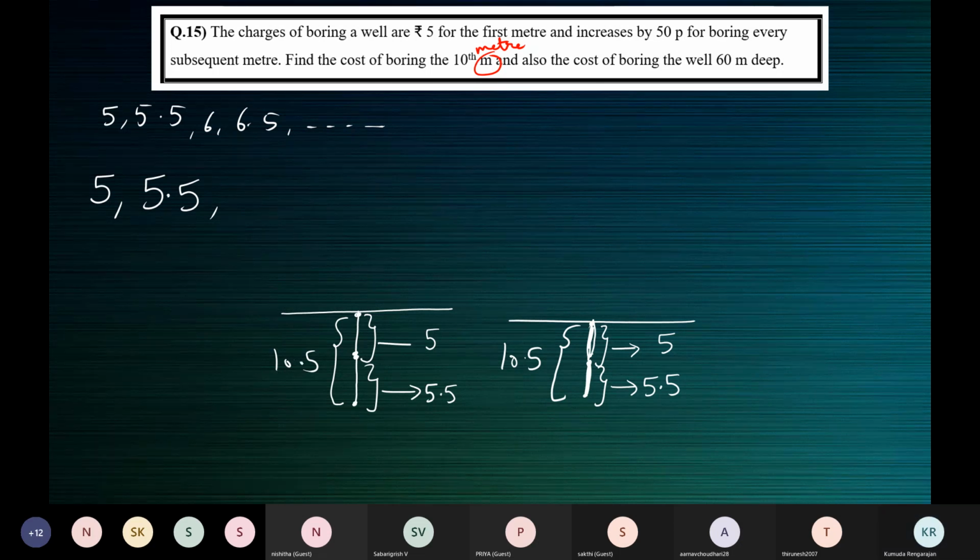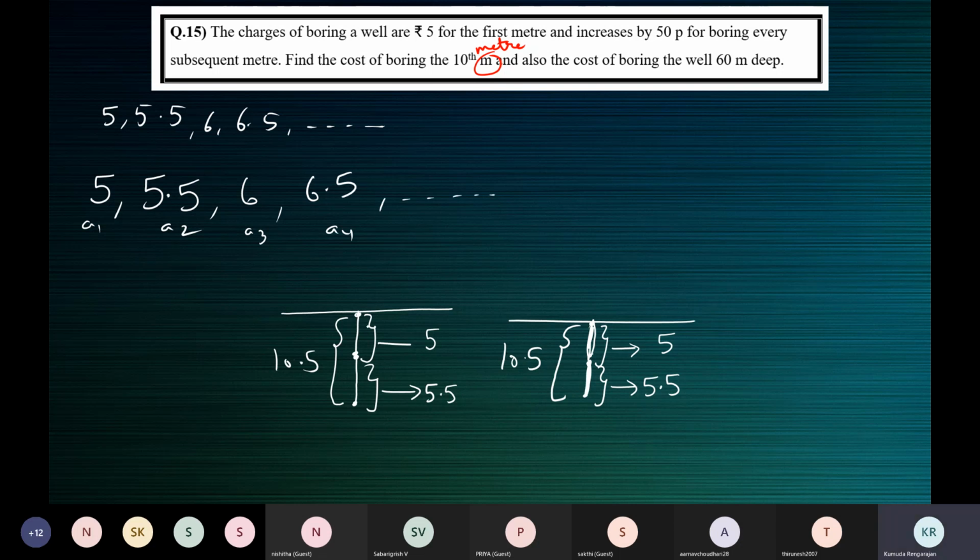10.5. So this is the cost. This is A1, boring the first meter. This is A2, boring the second meter. This is A3, boring the third meter. This is A4, boring the fourth meter, and so on.